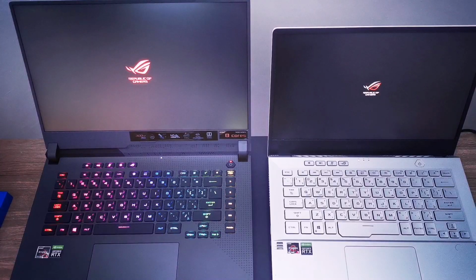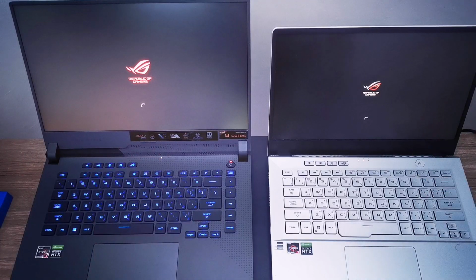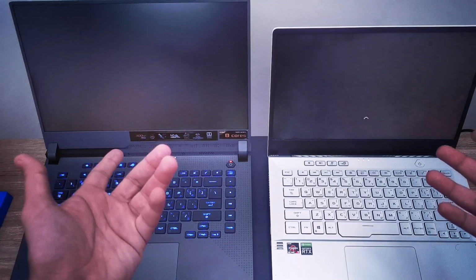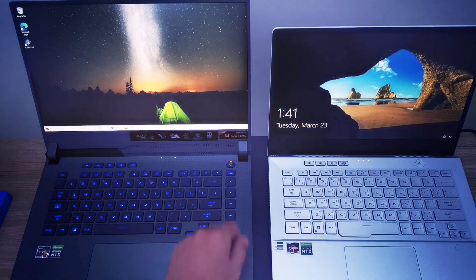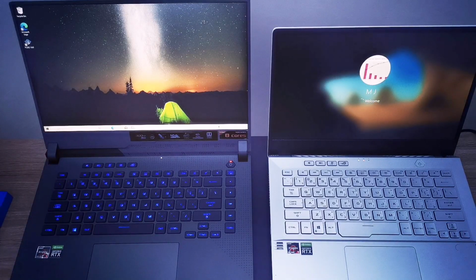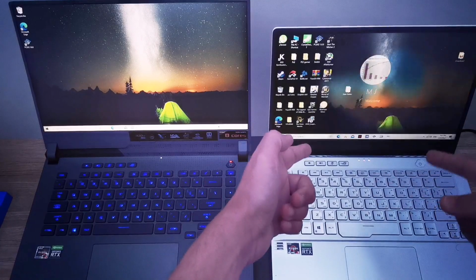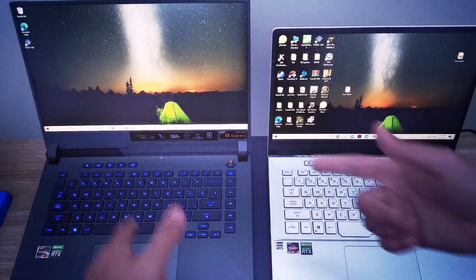There you go, both of them starting. Let's go. Who's gonna win now? The 5000 series or the 4000 series? Let's go. What? Oh, the 5000. Okay, there you go, guys. The 5000 series wins. Now, for the record, this is the 4900 series and this is the 5800 series.